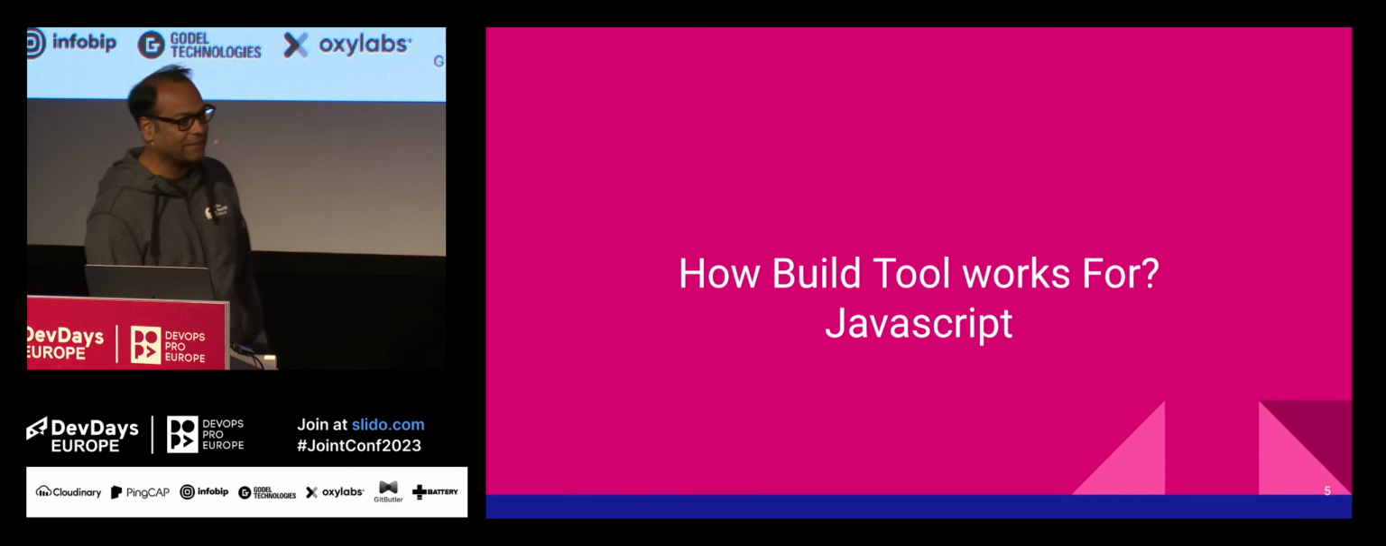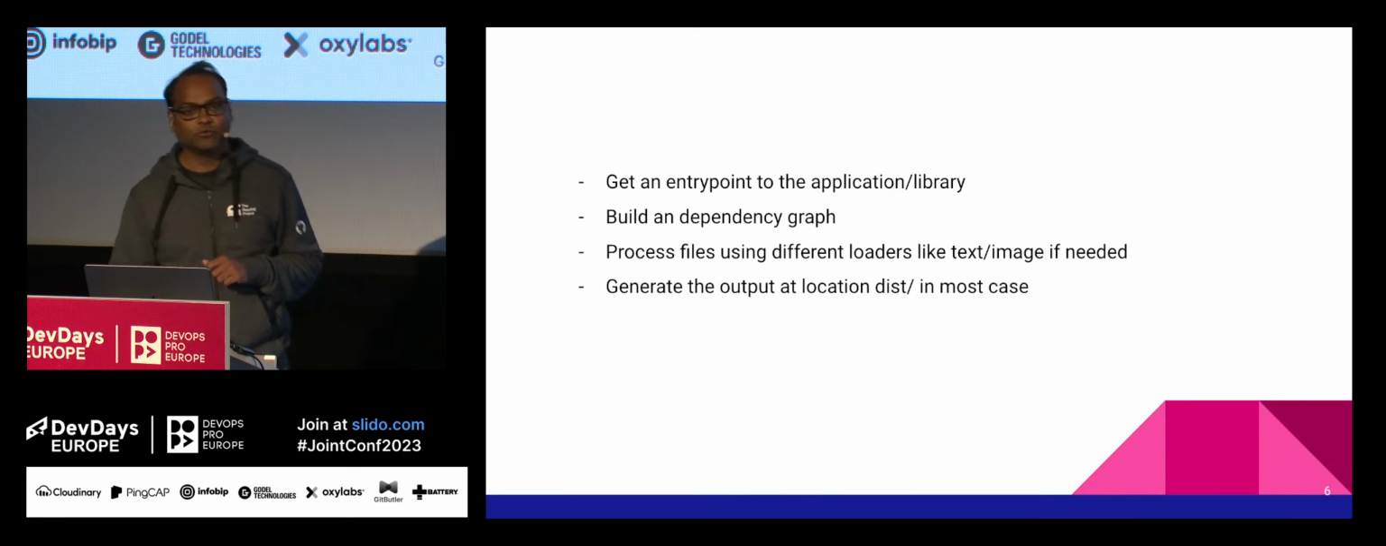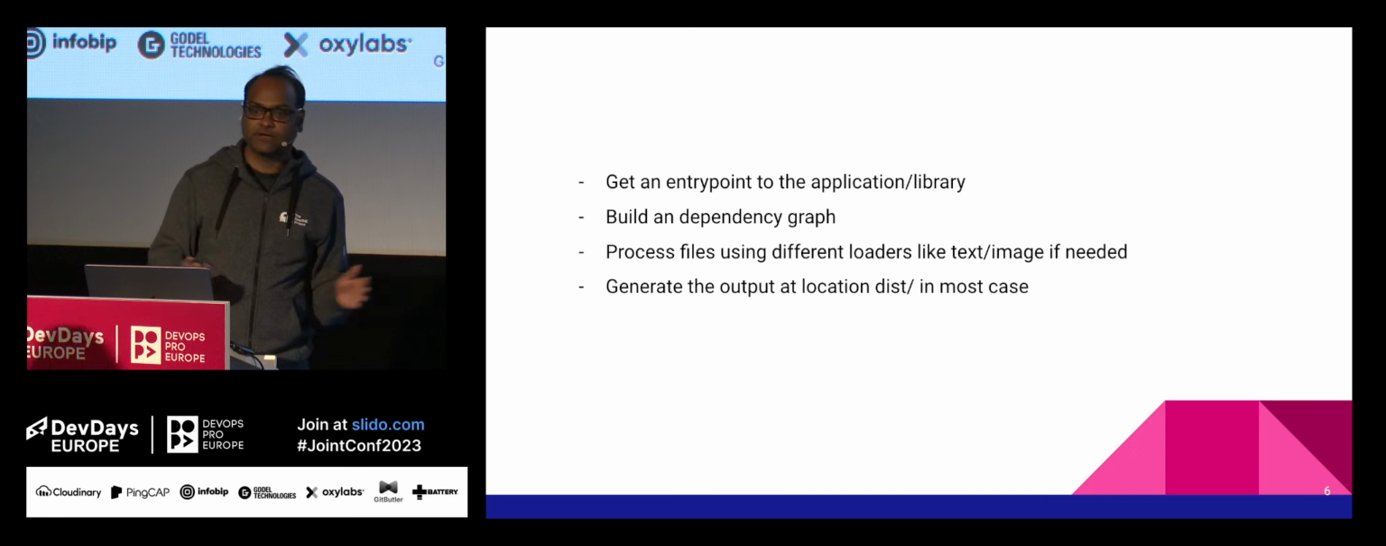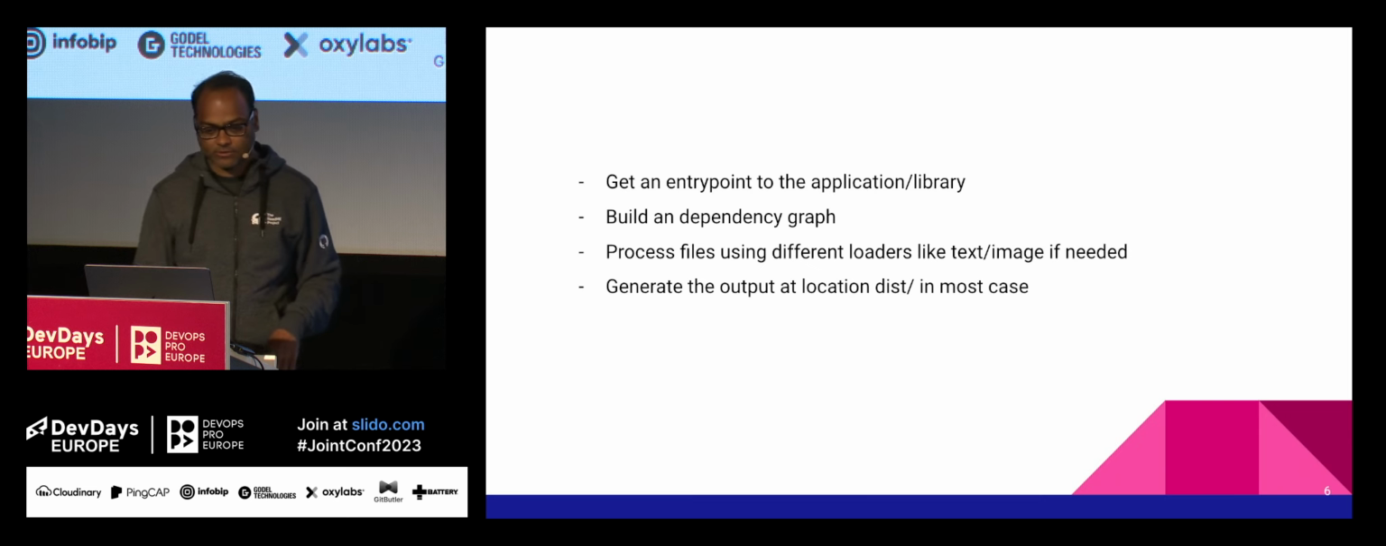So let's see how build tools work. I'm going to give an example for JavaScript. You have an entry point, the first file which will be loaded by your build tool. Then the build tool builds your dependency graph. It figures out which different files are connected. If you have files like text or images which cannot be processed by a JavaScript tool, it needs a loader. So you configure your loader, and then finally your build tool processes everything and puts it into a dist folder, the distributable folder. That's how it works for JavaScript, but the process is almost the same for any other build tool out there. So this is how our build tools work.